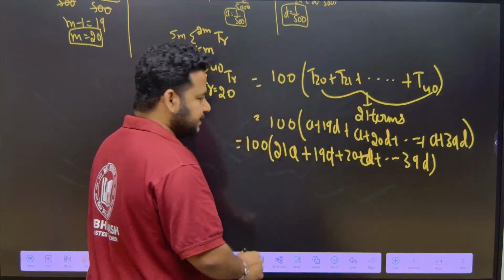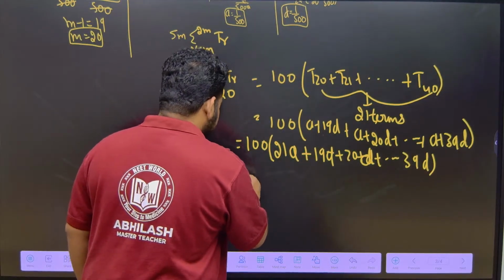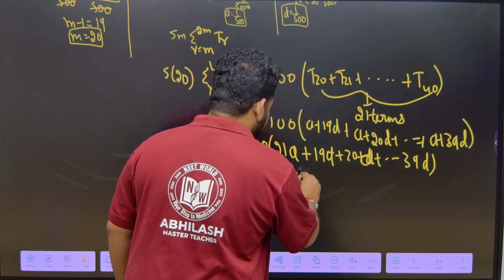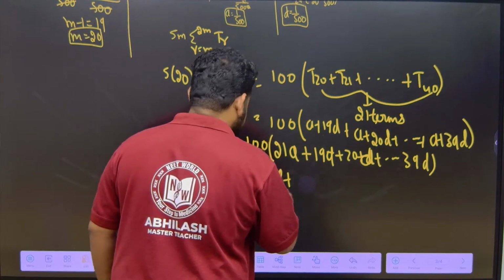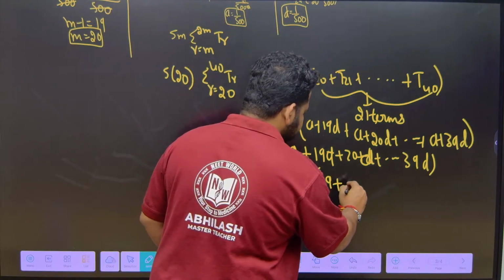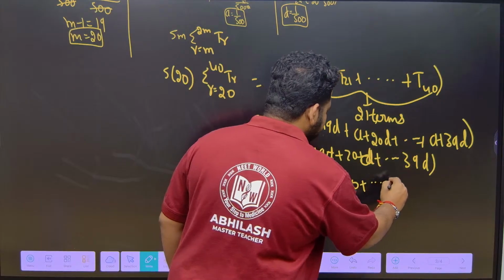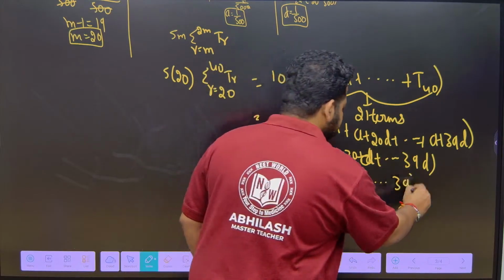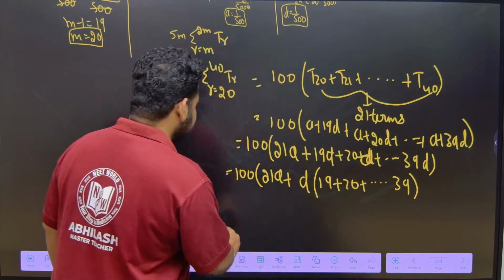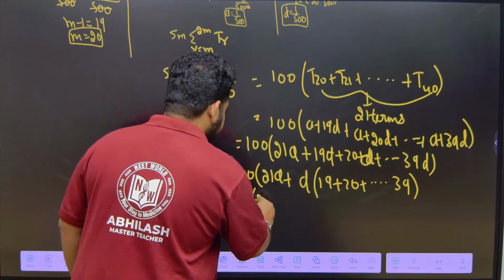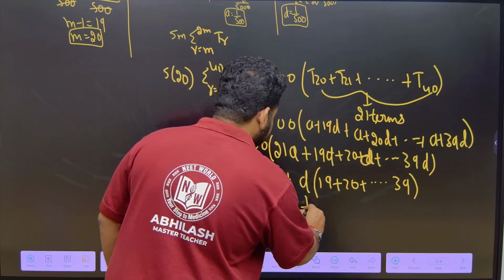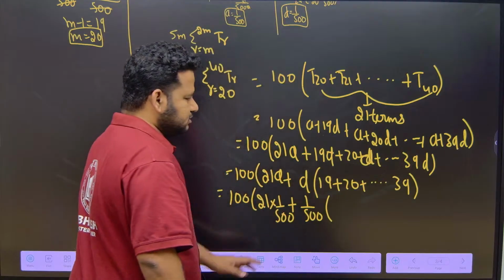Now I can take D common, so this will become 100 into 21A plus D times (19 plus 20 plus up to 39). So this is the sum of 21 terms starting with 19. Here A I got as 1 by 500, and D is 1 by 500.